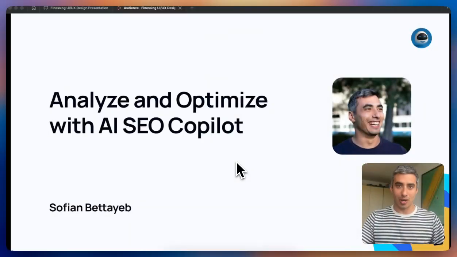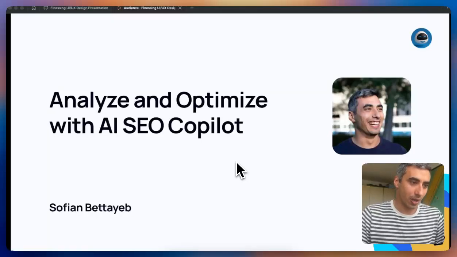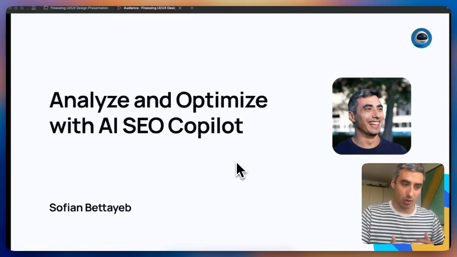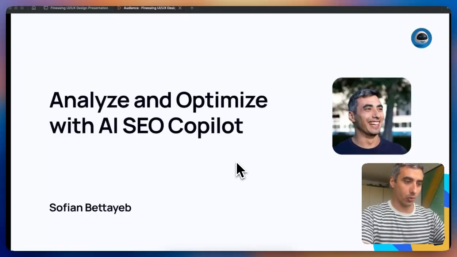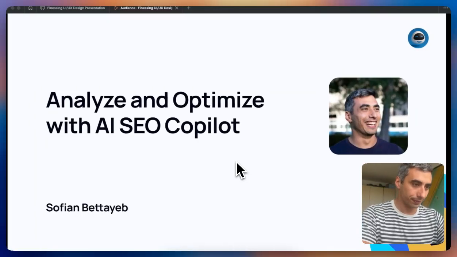Share with you my workflow on how I analyze and optimize my on-page SEO with Webflow. So I will use the AI SEO Copilot. It's a free AI SEO app directly on Webflow, and it's the equivalent of a Yoast app. So it's free, it's open source, and it helps you to make better SEO for your site. So let's have a look at how it works properly.